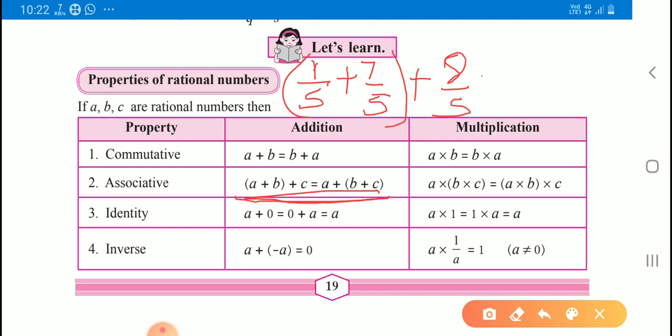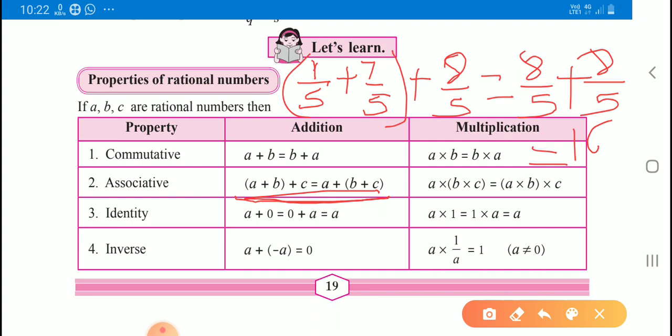Now what is the answer of this? We'll see here. Here the denominator is equal. So 7 plus 1 is 8. 8 upon 5 plus 8 upon 5 means you will get the answer 16 upon 5. Okay. Now what we have to do.